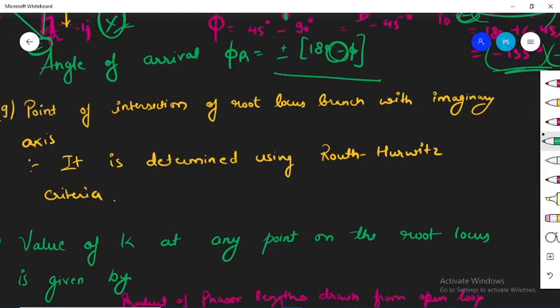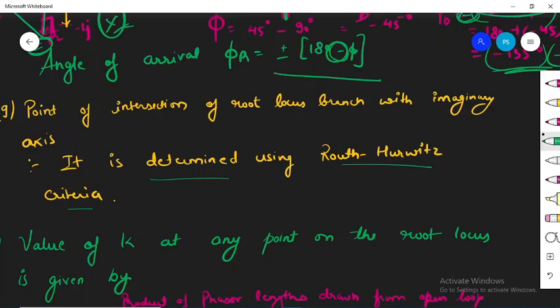Next, come to rule number 9, which is the point of intersection of root locus with the imaginary axis, and it can be determined using the Routh-Hurwitz criteria. Now this is also a very important part. If while drawing the root locus you realize that the root locus diagram is actually intersecting with the imaginary axis.